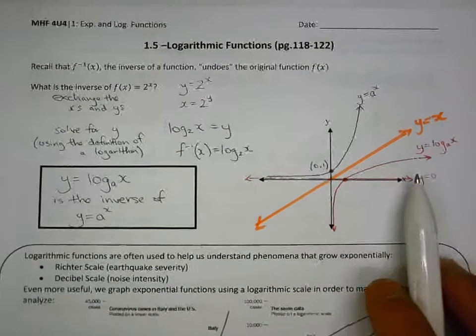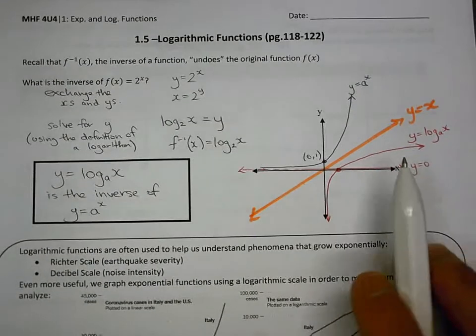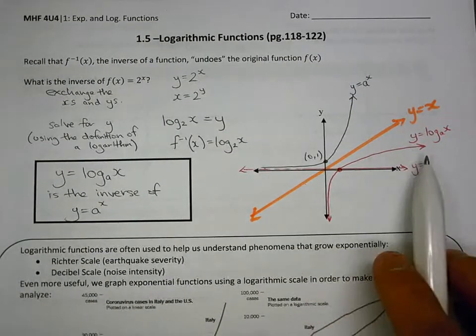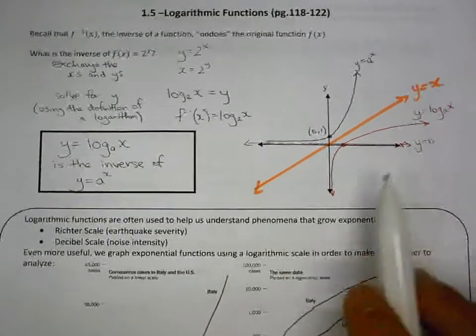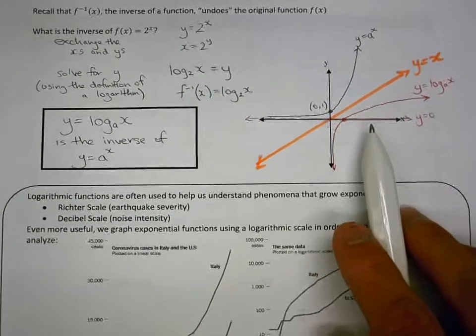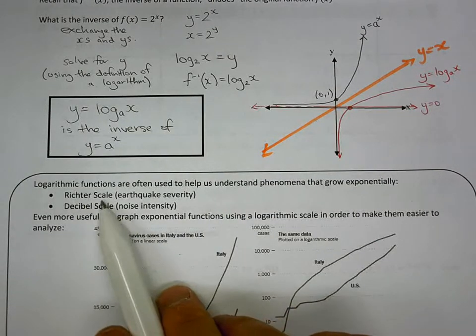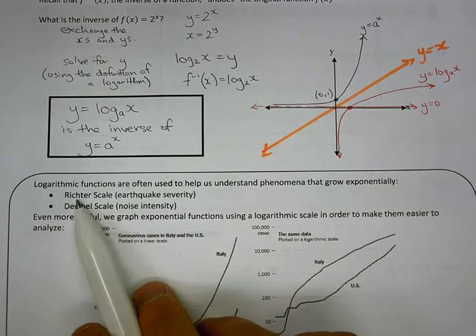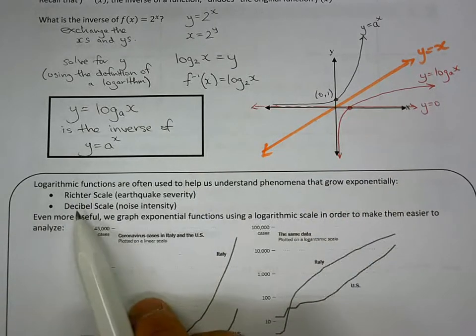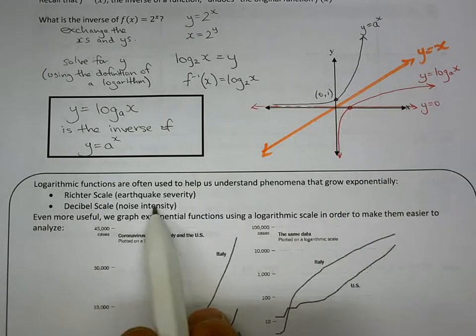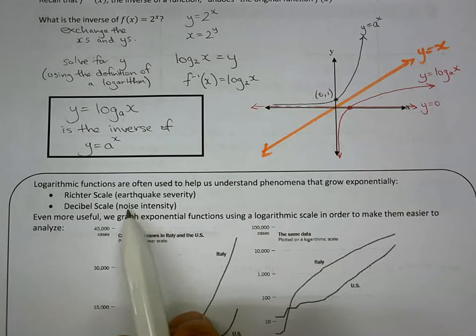Before we go any further, what is a logarithm? What really is this function showing me? There's a few places that you'll see it in science and math. One is the Richter scale. So if you remember, you can report an earthquake as a 7.2. But the Richter scale is a logarithmic scale. The decibel scale, which measures noise intensity, is similar.